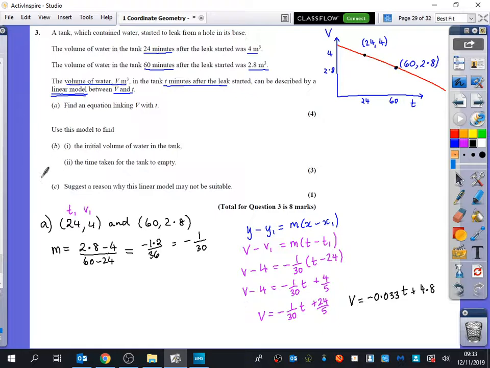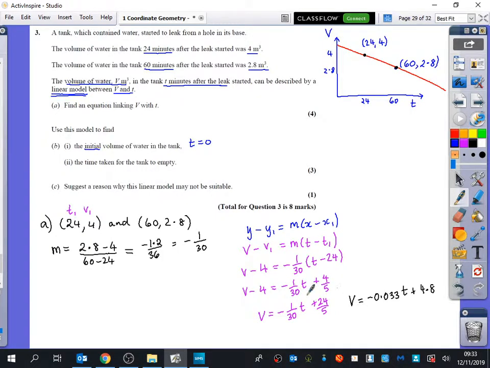Okay, so we're now going to just finish off. We're going to just do part B and then part C together as well. I might see if we can even answer part B at this top part of the page. So it says, use this model to find the initial volume of water in the tank. When it's saying the initial volume of water in the tank, what do we know about V or T at that point? The initial volume, yes. Good, T is 0. Initial means that T is 0.